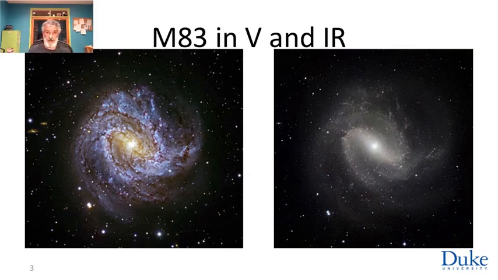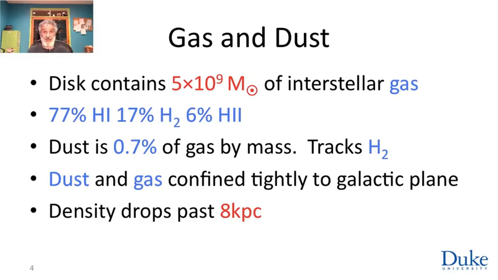Other than that, the disk, of course, is the location of most of the gas and dust in the inner galaxy. As we said, the gas is only 5 billion solar masses, so something like 7 or 8% of the mass of stars in the disk exists in the form of gas. This is mostly atomic hydrogen, some molecular hydrogen, some ionized hydrogen, and of course traces of everything else. The molecular hydrogen is tracked well by dust. In terms of mass, dust contributes very little to the mass of the galaxy.